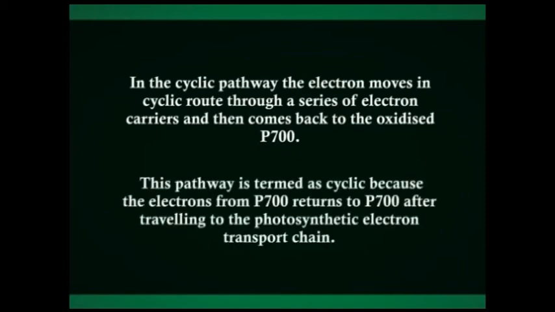This pathway is termed cyclic because the electrons from P700 return back to P700 after traveling through the photosynthetic electron transport chain. Here, ATP is formed during cyclic electron transport in the region of cytochrome b6. Hence, this process is called cyclic photophosphorylation because electrons travel in a cyclic pathway and ATP is formed.